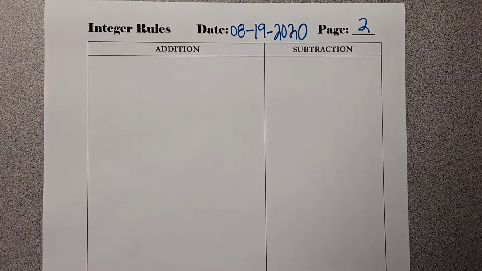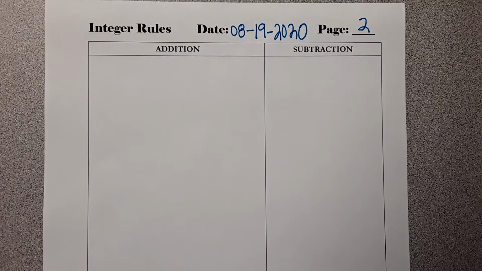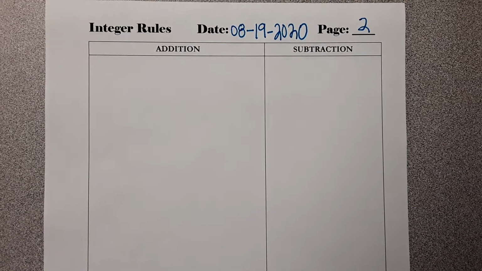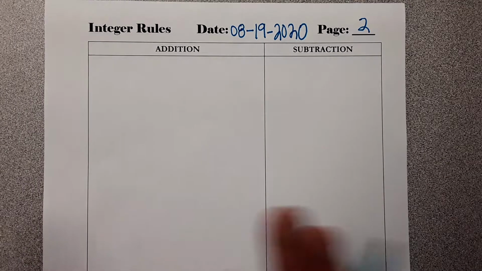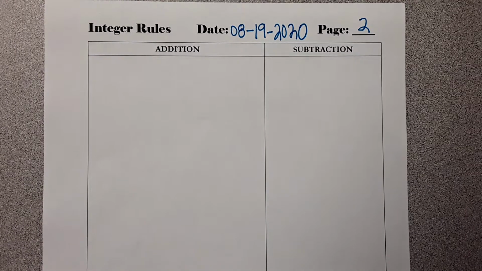My hybrid A kids, we started page 1 of our notebook yesterday, and we'll continue to add to that. So I'm sure that you all are familiar with the integer rules, but we're going to do a quick review of them. So you have addition and you have subtraction. They're closely related, but we're going to start with addition.